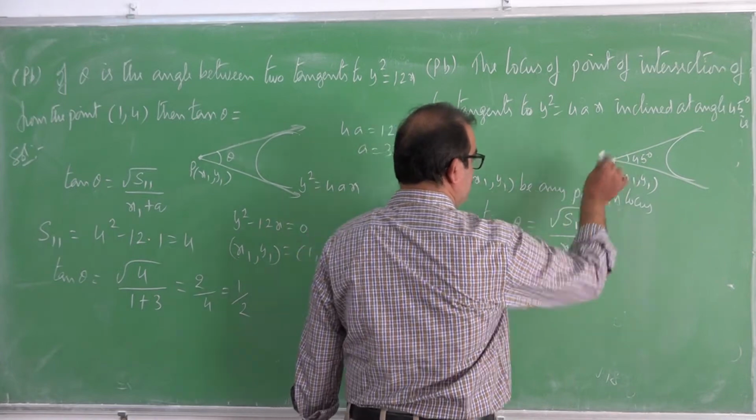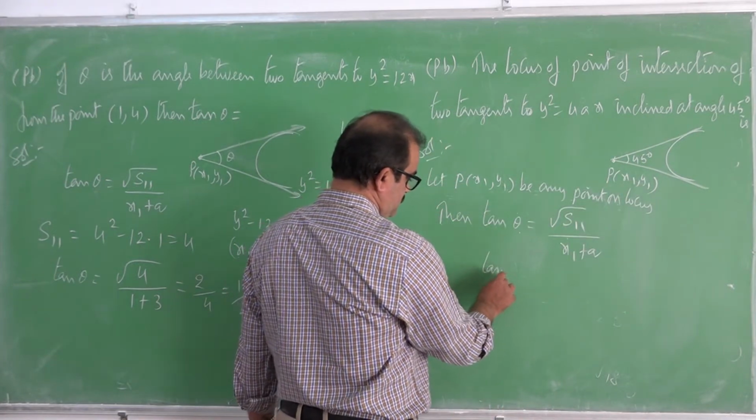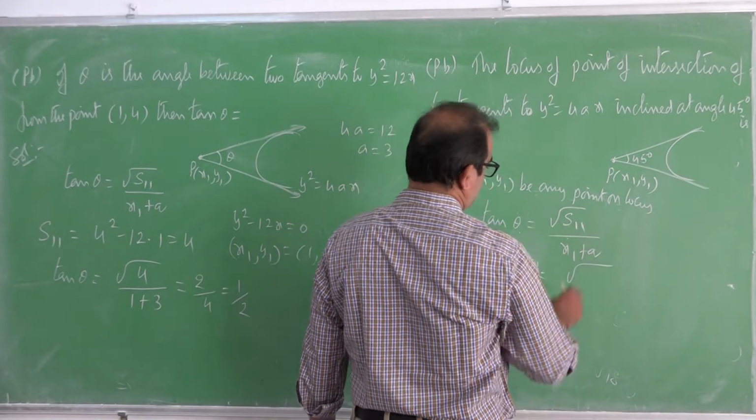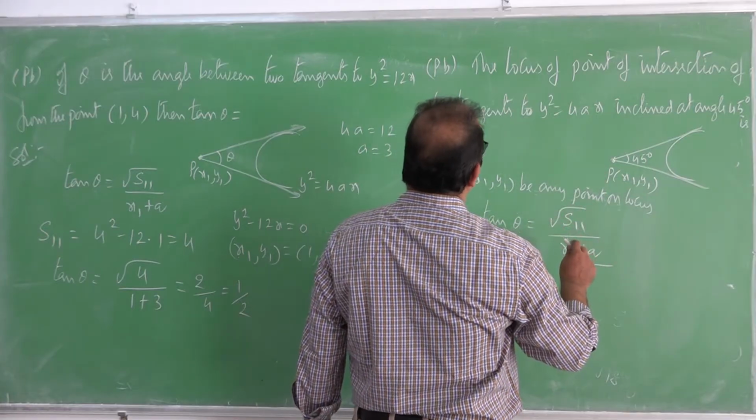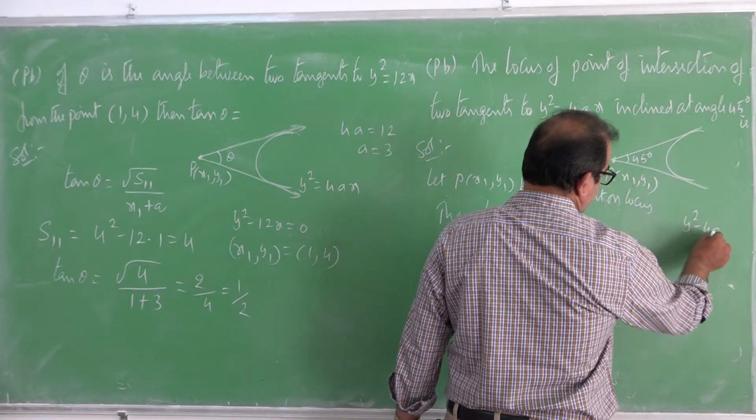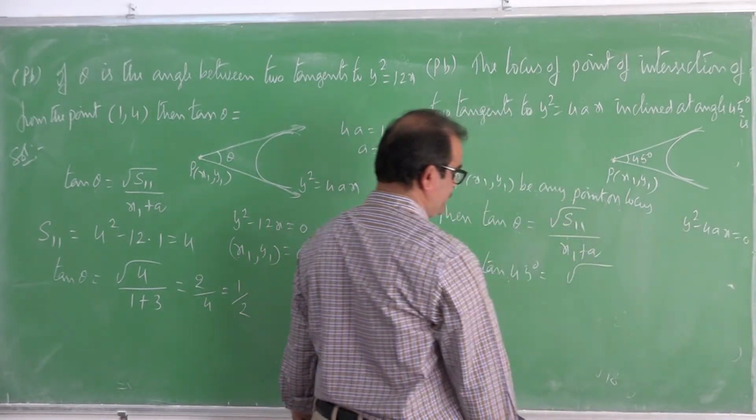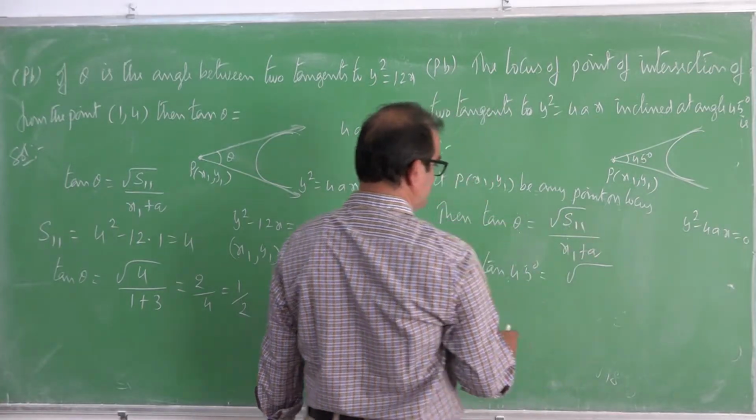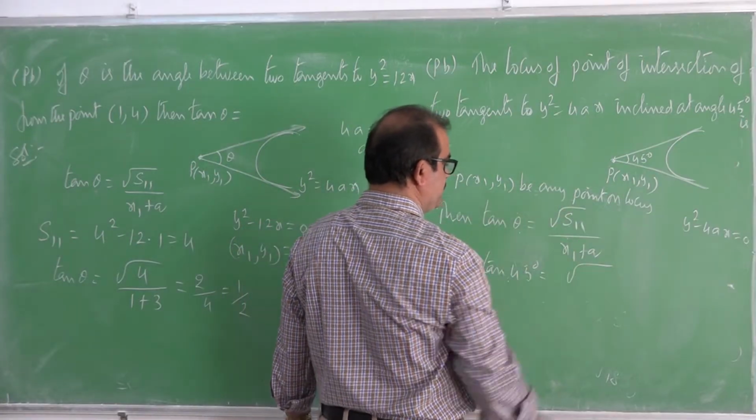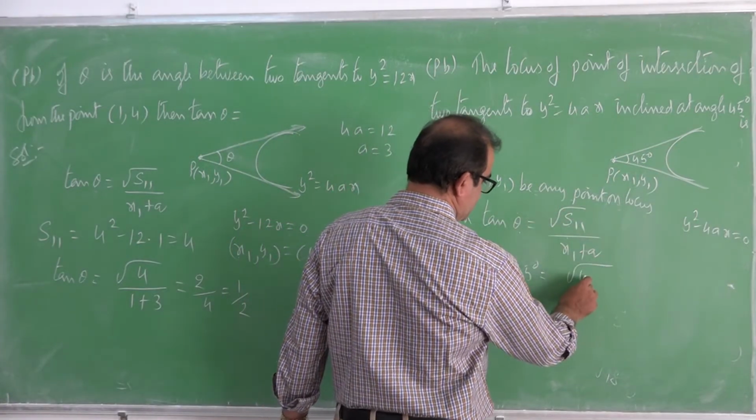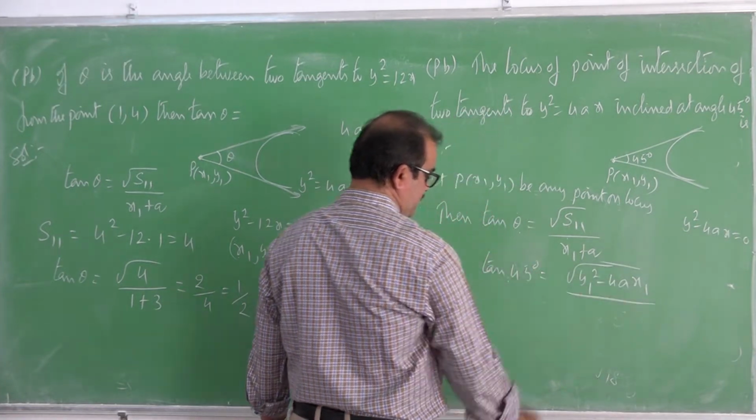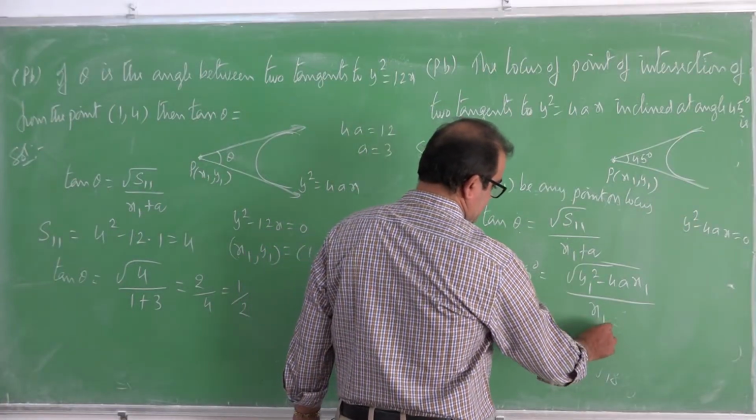Here what is theta value? 45. Tan 45 degrees is equal to root S11 by x1 plus a. What is the parabola equation? Y square is equal to 4ax, or write it as y square minus 4ax is equal to 0. S11 is obtained by substituting the point x1, y1 in the parabola equation. So S11 is y1 square minus 4ax1, by x1 plus a.